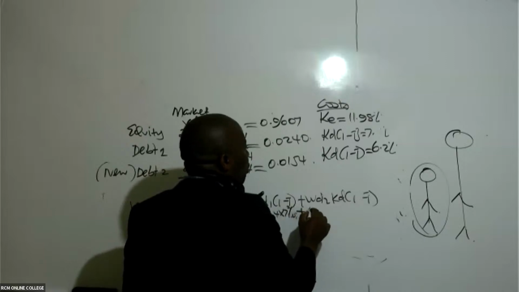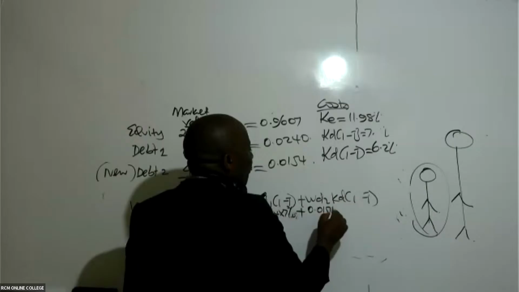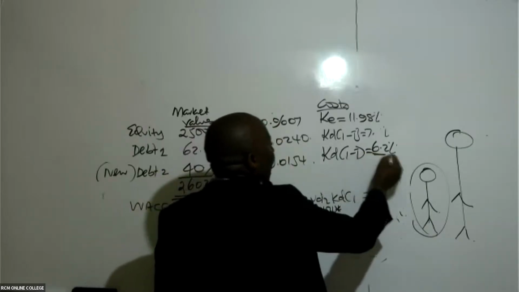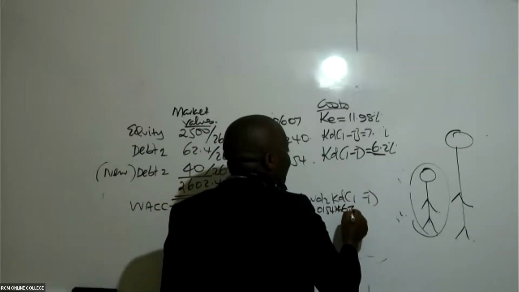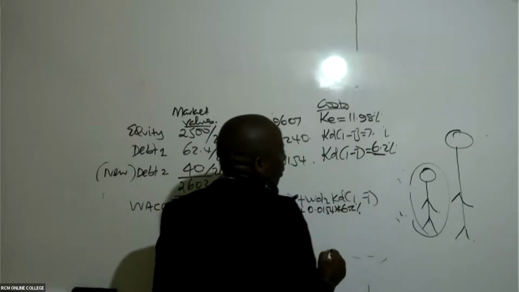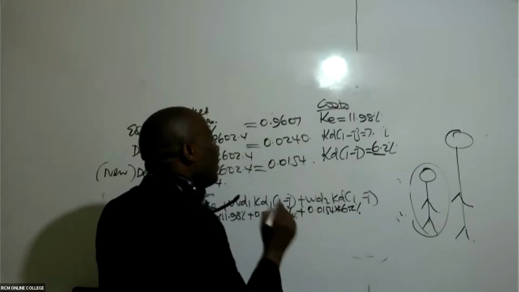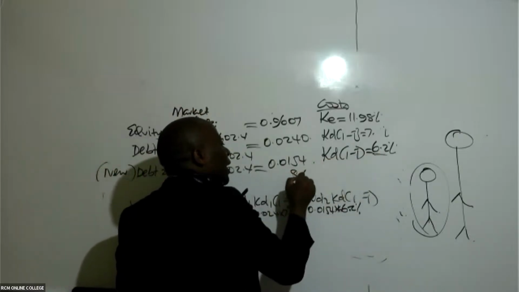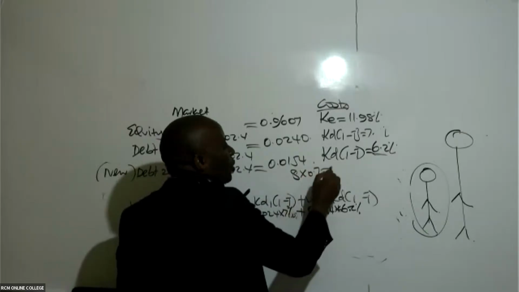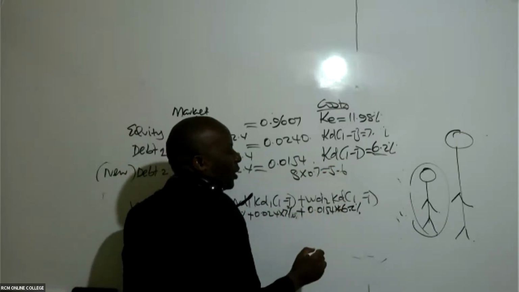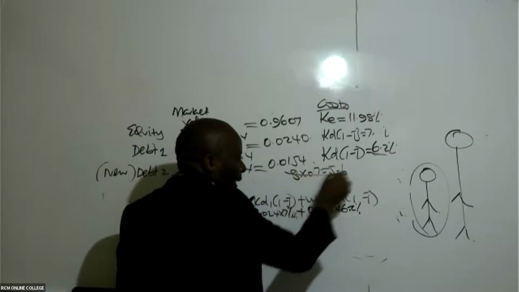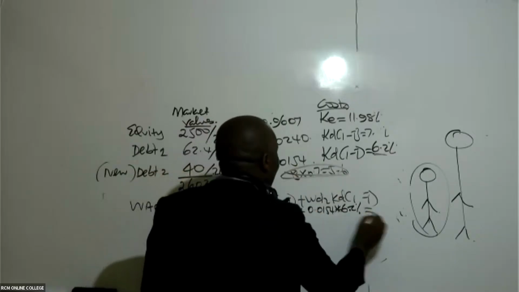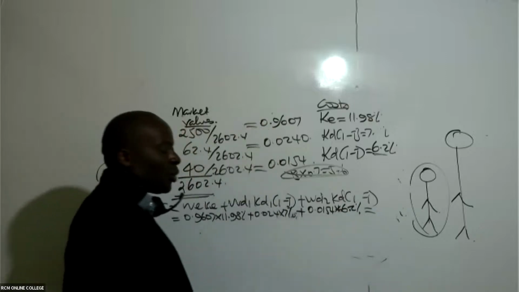So plus weight 2, which is 0.0154 times KD, and this is after tax. Don't adjust it for tax again, because I remember when we were getting this one, the interest was 8 and we multiplied with 0.7 to get 5.6. We did adjust for tax here, so this figure is tax adjusted. So please go ahead and give us this WACC.